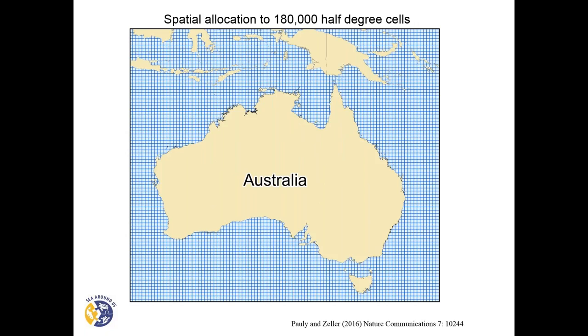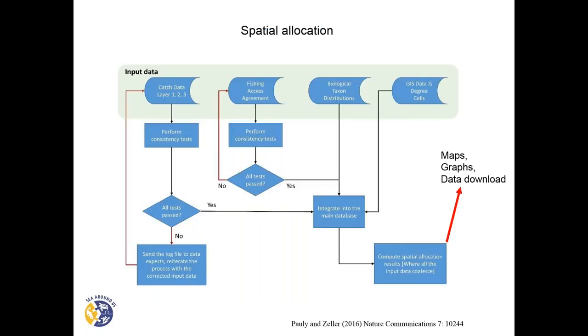What we then do is we take these data and we allocate them to space. What we do is we subdivide the global ocean into half degree latitude by half degree longitude cells. So the global oceans cover 180,000 cells. And we've derived a procedure by which we can take this catch data and assign them to these individual cells. So how do we do that? Another little diagram. Basically, we combine three major components.